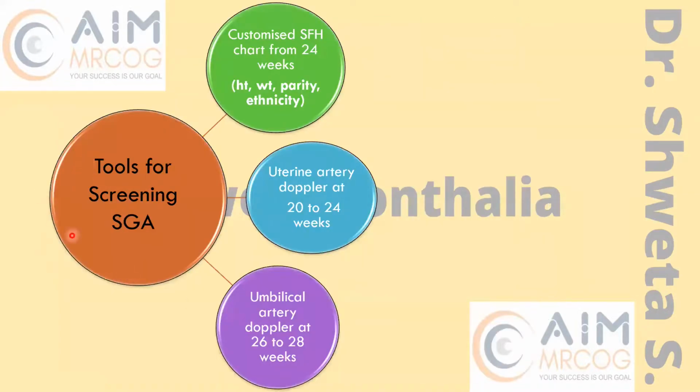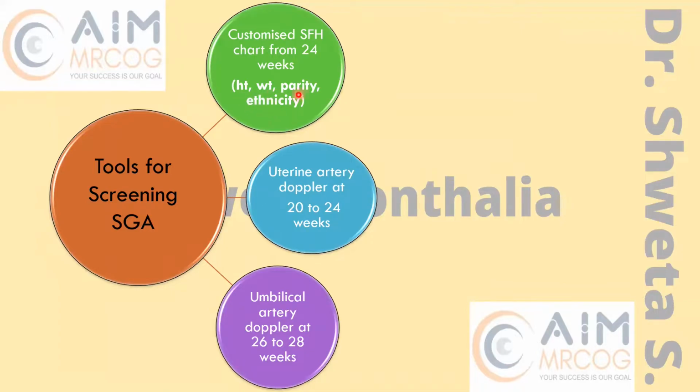Now, what are the tools for screening? This is very important. What all tools you will use and what you will not use. So tools for screening, if you see, most important is umbilical artery Doppler. This is what we do with one major risk factor. Or uterine artery Doppler, what we do with 3 minor risk factors. Or customized symphysiofundal height. Customized means the specific one. Like these are the factors for which you will customize.